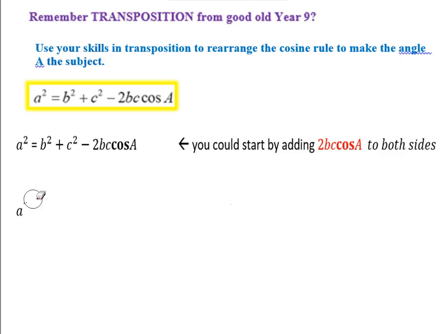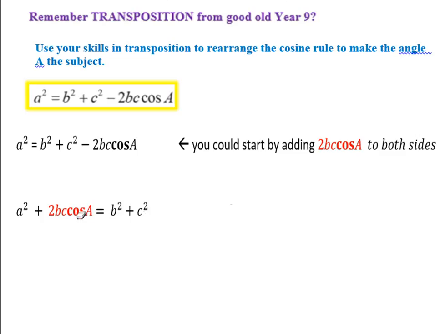So in doing that, you would end up with a squared plus 2bc cos A, because we're adding 2bc cos A to both sides. And when you add it to this side, it cancels out that one, so you're just left with b squared plus c squared. So a squared plus 2bc cos A equals b squared plus c squared. What's nice about that is the term that has your subject in it, angle A, is now positive. I find that way easier to deal with.